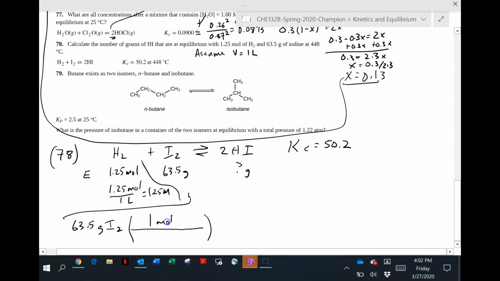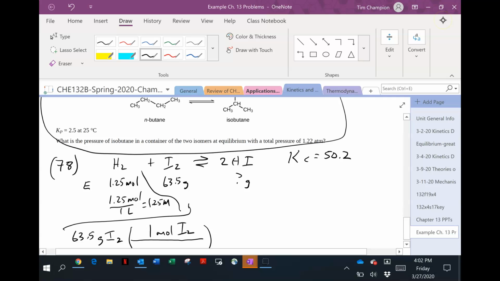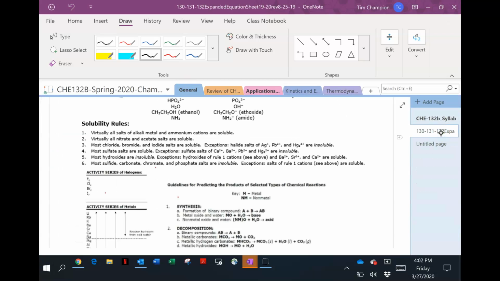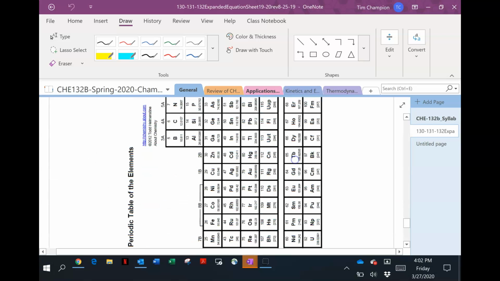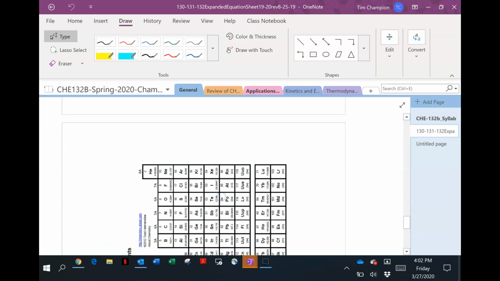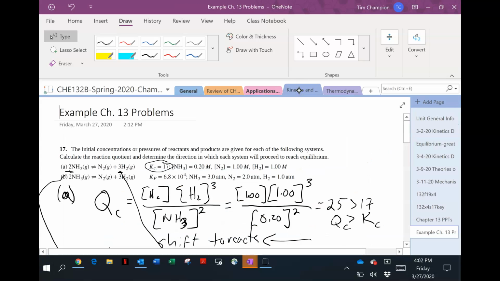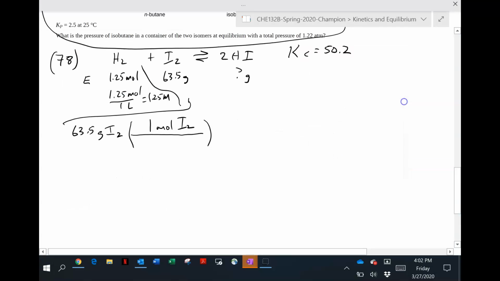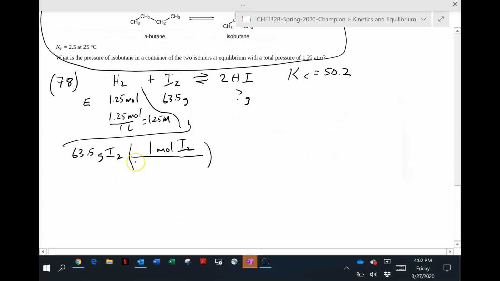1 mole of I2 is, well, let's check our periodic table. So let me shift back here to the general and look at the equation sheet here and see if we have our periodic table. Oh, there we go. And looking at iodine, that's about 127. So going back over here to our problem that we were working on. So this is 127 times 2 is 254 grams per mole of I2, roughly.